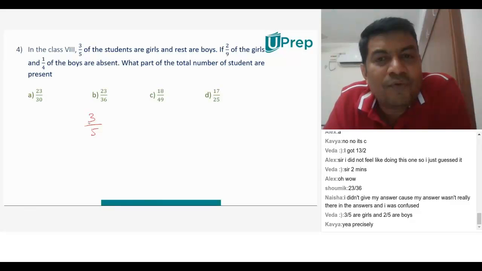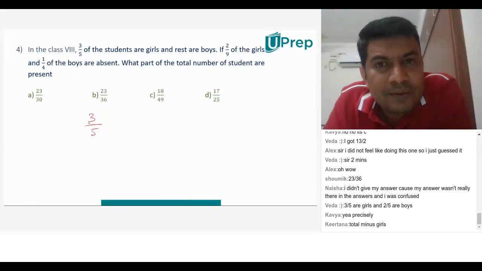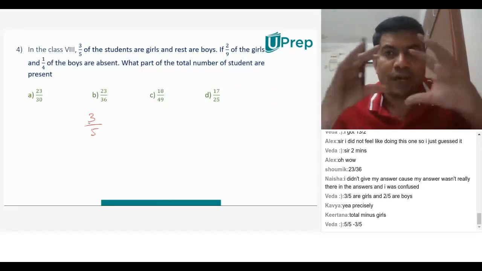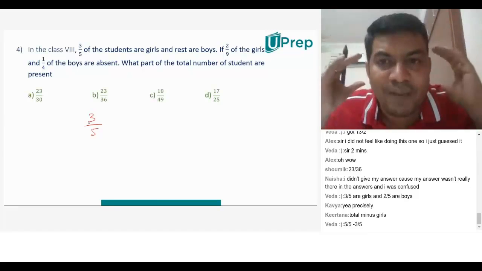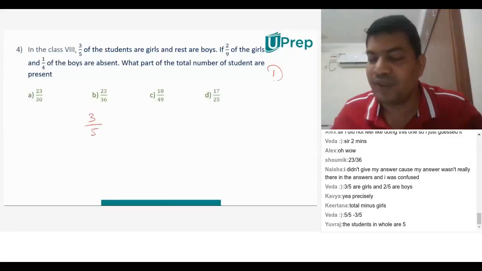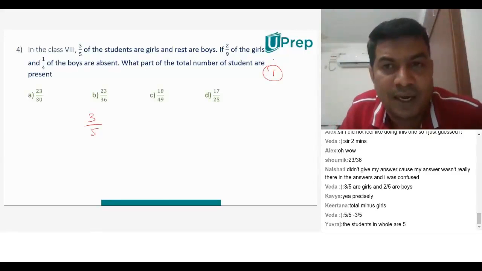2/5. Very good. Why 2 by 5? Can anyone tell me why it is 2 by 5? Because the girls are 3/5 of the students, and the whole should be 5 by 5. So the remaining, which is boys, should be 2 by 5. Wonderful. The whole class will be 5 by 5 because your whole number, 100%, is equal to 1. That's the one thing that everyone needs to learn.